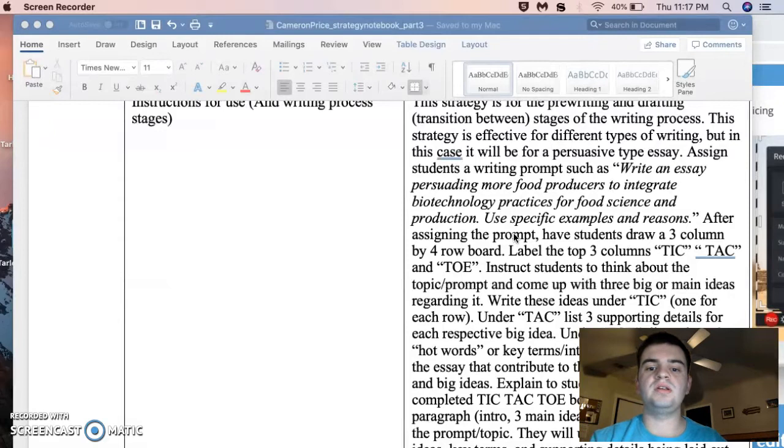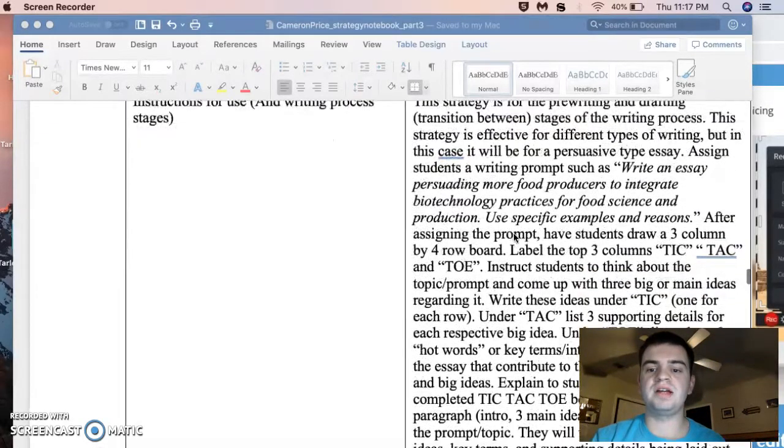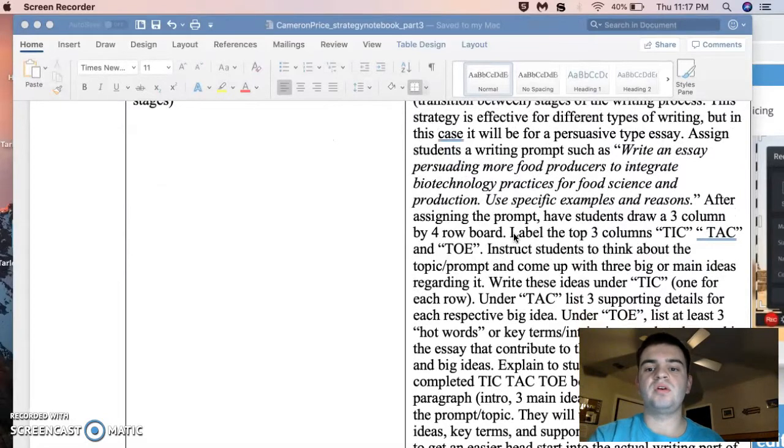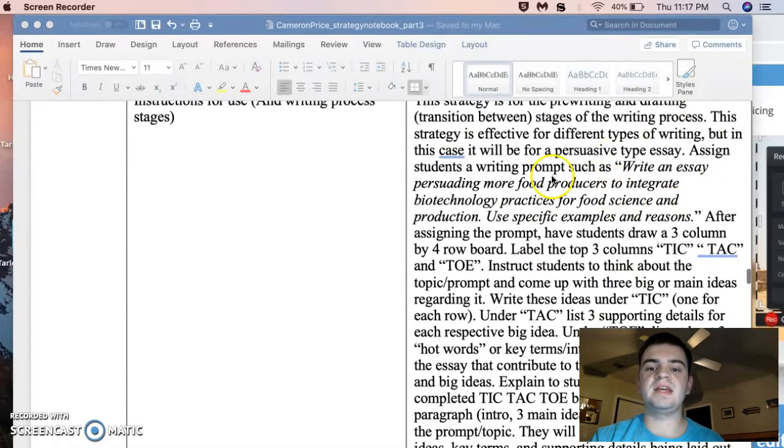So what you can do is assign students a writing prompt, like this one over food science. Write an essay persuading more food producers to integrate biotechnology, kind of like genetically modified foods and organisms, to integrate biotechnology practices for food science and production. Use examples and reasons. Once again, the tic-tac-toe strategy can be used for a bunch of different types of essays, but this can be for the persuasive type over that topic.